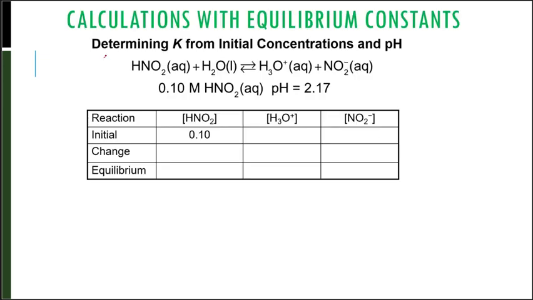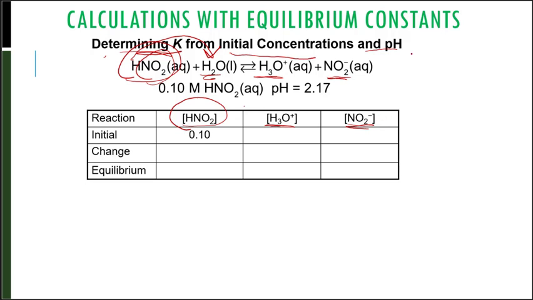Here we have an example where we need to determine K from initial concentrations and pH. We have nitrous acid, which is a weak acid, and water. So we know our acid is going to be a proton donor, giving us H3O+ and leaving us with NO2-. We then can make our ICE table. We have HNO2, that's our reactant. We don't include water. And we have our two products, the concentration of H3O+ and NO2-.